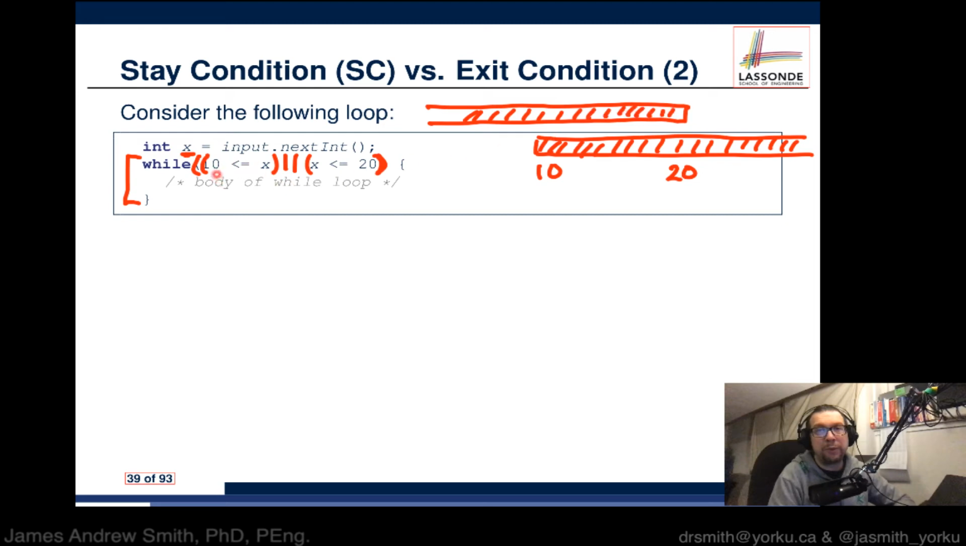Okay, so as long as either the x condition is greater than or equal to 10, or the condition is that x is less than or equal to 20, then we're going to continue doing this. So basically, as long as your x is above 10 or your x is less than 20, this looks bizarre, doesn't it? Something is not quite right.